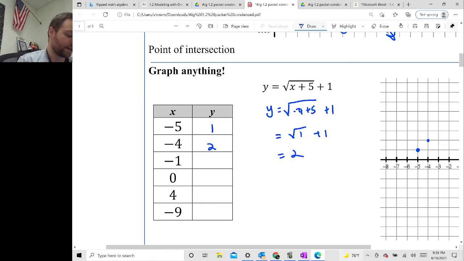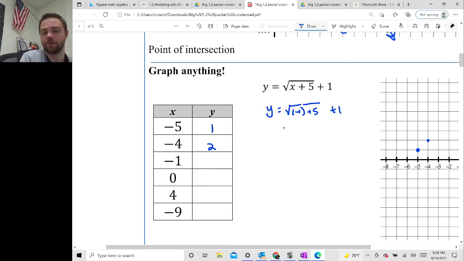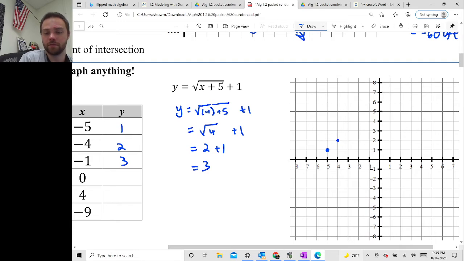Okay. Next thing I'm going to do is plug in -1. And the reason why they've chosen some of these points is so we get nice square roots. Okay? And you'll kind of see that. So if I plugged in -3, I wouldn't get a nice square root. I'd have to use my calculator. So I've got -1 goes in for x. So I've got the square root of -1 plus 5, plus 1 on the outside. So -1 plus 5 is 4. The square root of 4 plus 1. So I've got 2 plus 1, which is 3. So at -1, I'm up 3.